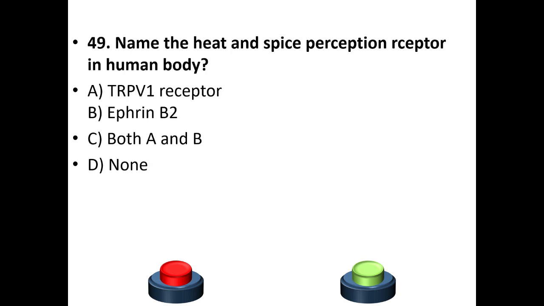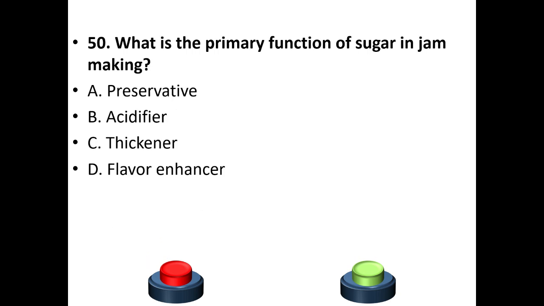49. Name the heat and spice perception receptor in human body. TRPV1 receptor, epinephrine B2, both A and B, D, none of these. Your answer is A, TRPV1 receptor. 50. What is the primary function of sugar in jam making? A, preservative, acidifier, thickener, flavor enhancer. Your answer is A, acts as preservative.